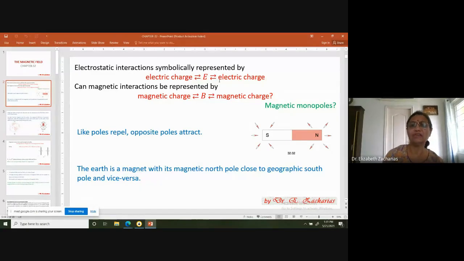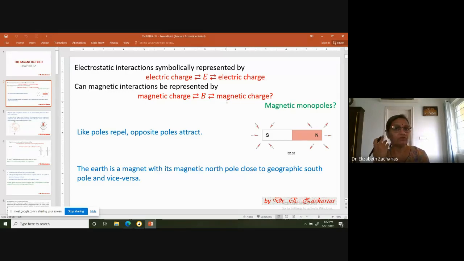Now, similarly, can you have an analogous interaction for magnetism? If there is something like that, you might have written that a magnetic charge and another magnetic charge will interact via what is called the magnetic field. Next comes the question: is there something called a magnetic charge? Quite obviously the answer is no, there is nothing called a magnetic charge.